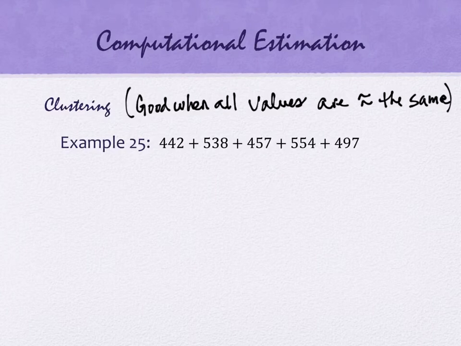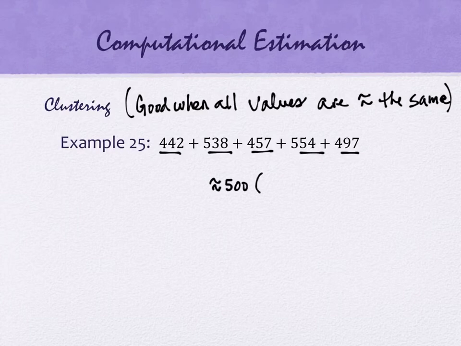What value are all of these values approximately the same as? Well, it's 500. Yeah, they're all about 500. I realize that some are closer than others, but they're all sort of clustering around 500. If I drew a number line and plotted them on it, they would all be in the ballpark of 500. Does that make sense? They're in the same neighborhood. So they're all about 500.